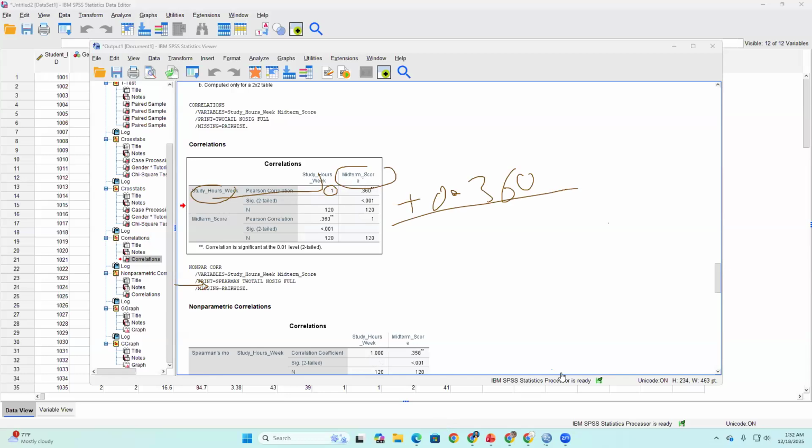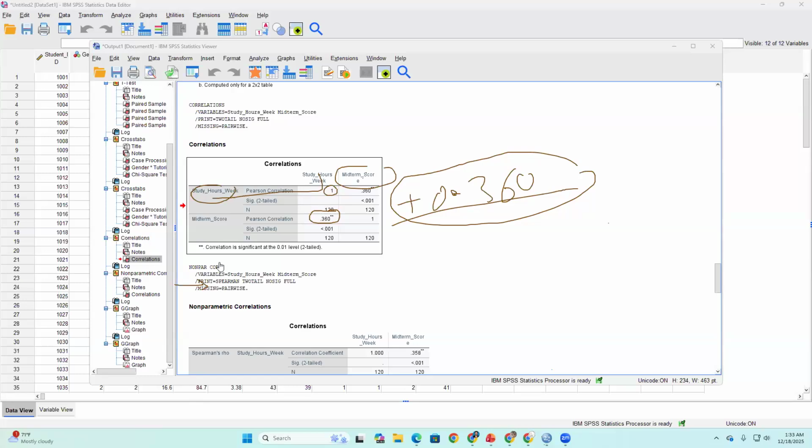Okay. Same is the case when we compare midterm with study hours; it is shown as plus 0.360, right? Is that clear now? Yes. Okay. Now, what should be the interpretation? Is it a strong positive, strong negative, weak positive, or weak negative? What is your interpretation about this correlation? What is the relationship between them?